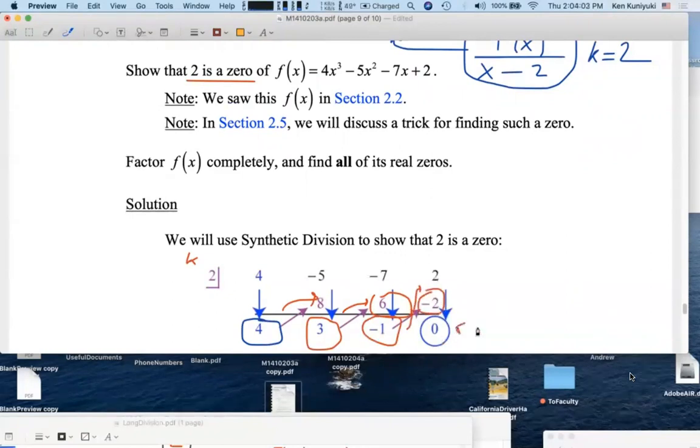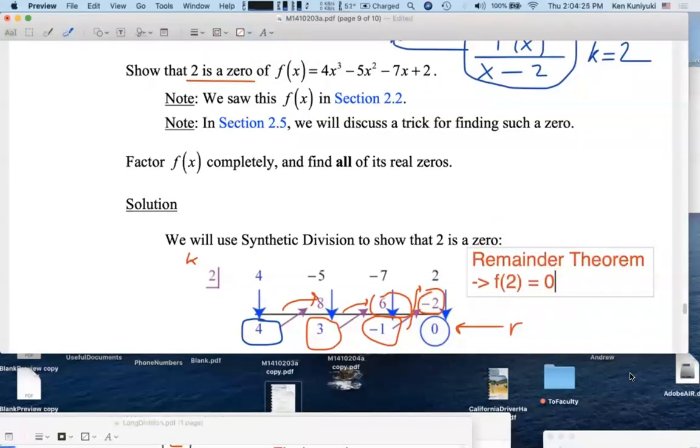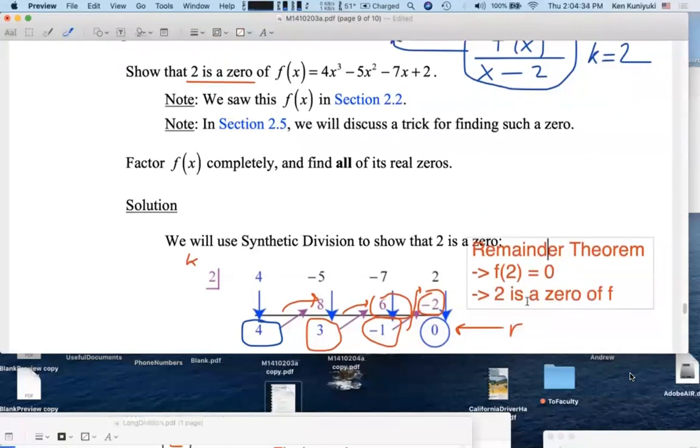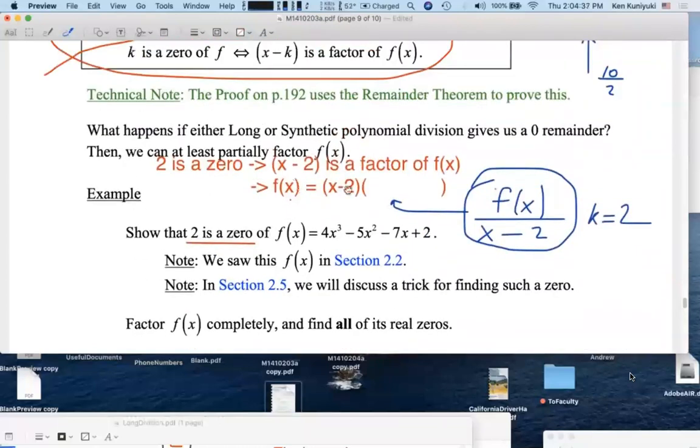Look at this. What's 0? It's the remainder, r. What does the remainder theorem say? The remainder theorem says that f of k equals r. In this case, it says that f of 2 equals 0. That verifies that 2 is a 0 of the function. So the bird is correct. All right, 2 is a 0, and therefore we can conclude all this.